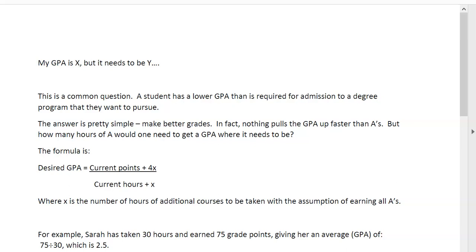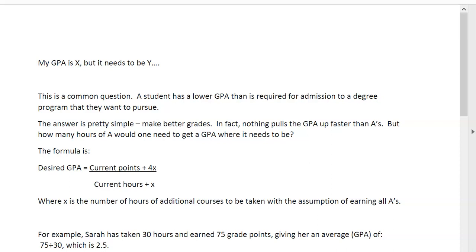Okay, so in a previous video, I had shown you just the basics of how a GPA is calculated. But this is a common situation right here. I talked to a student just last week who was wanting to get into a particular related program. I think it was the surgical technician program. And you need, if I understood it correctly, at least a 2.0 GPA to get into that.